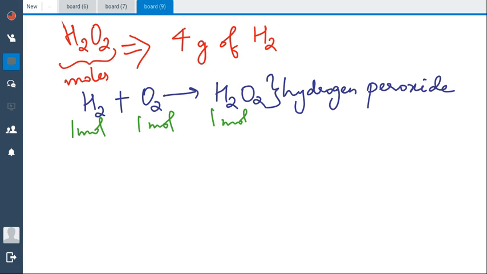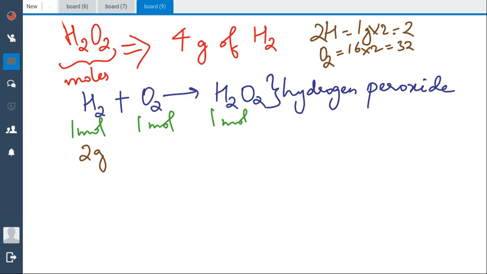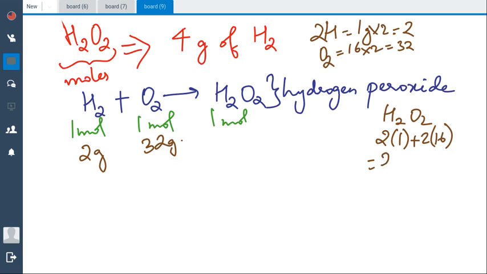Next step, we write the mass. 1 hydrogen is 1 gram, so 2 hydrogen is 2 grams. Now, 1 oxygen is 16 grams, so 2 oxygen is 32 grams. Now, calculate H2O2: 2 into mass of hydrogen plus 2 into mass of oxygen. 2 plus 32, that is equal to 34 grams.